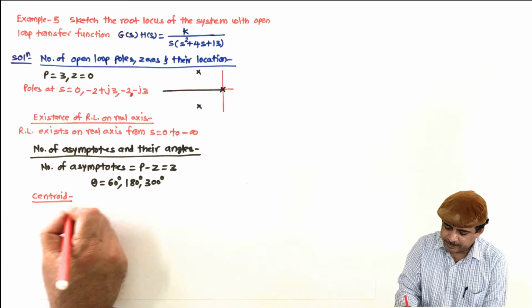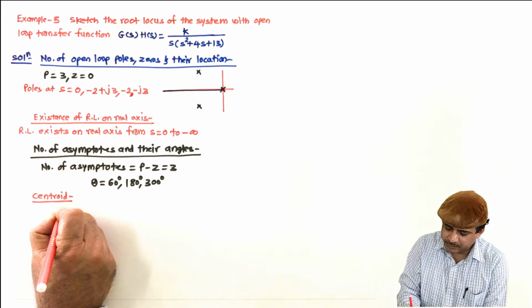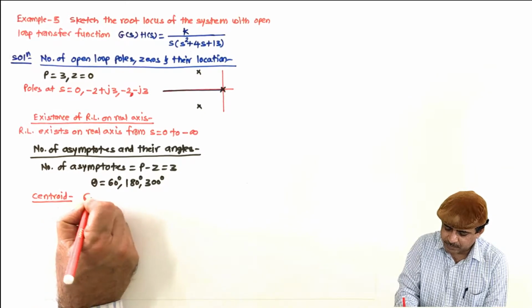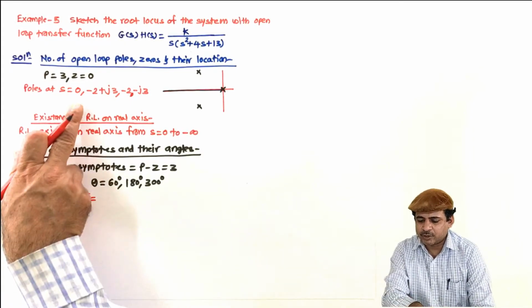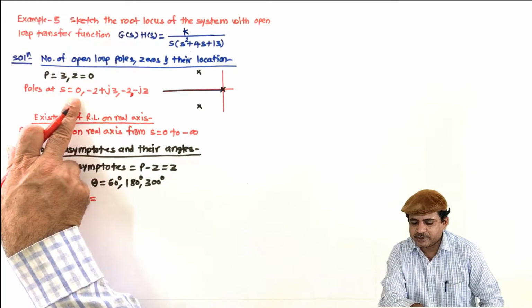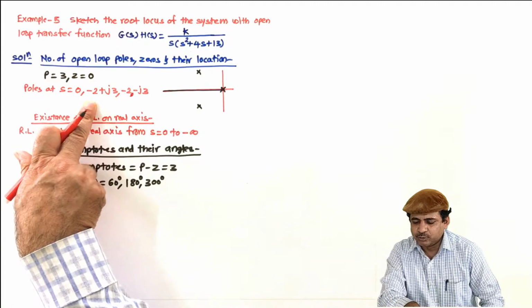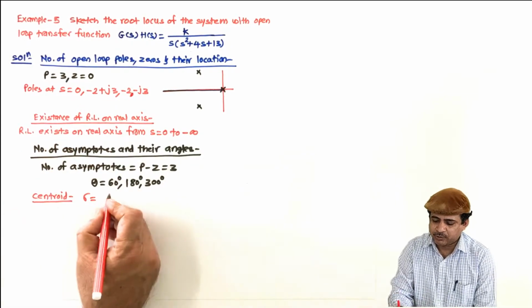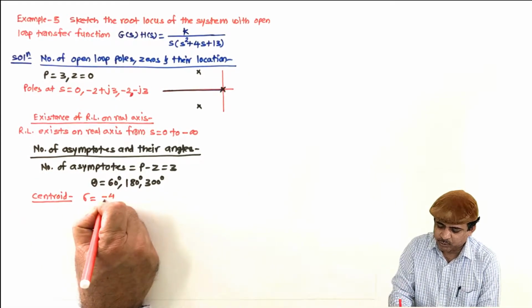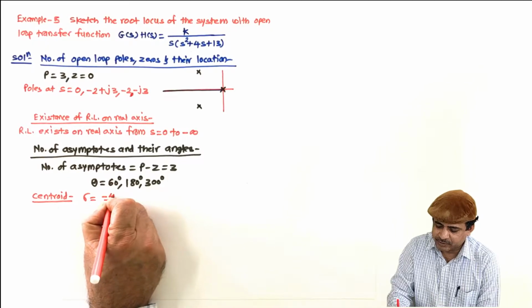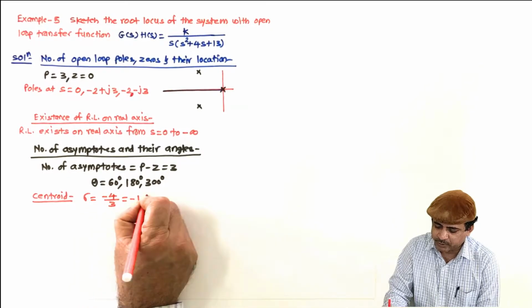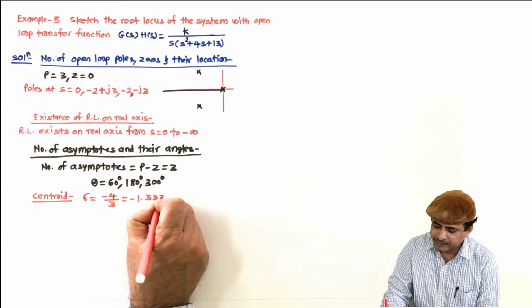Next is centroid. The centroid sigma is equal to summation of real part of poles. So real part of this is 0 plus minus 2 plus minus 2. Only real part we have to consider. So it's minus 4 divided by p minus z, because there are no zeros. So it is minus 1.3333.